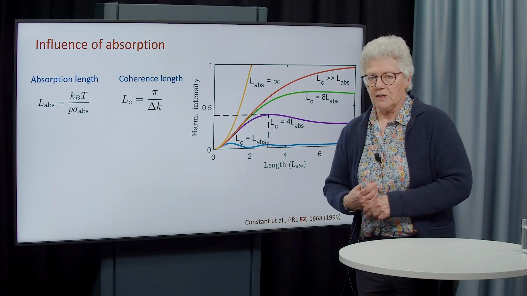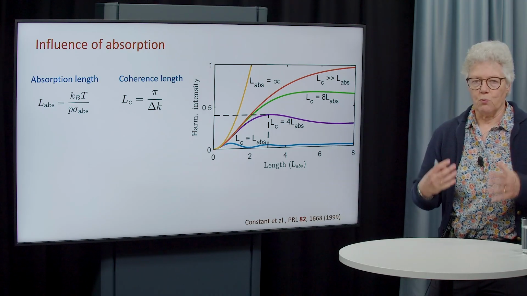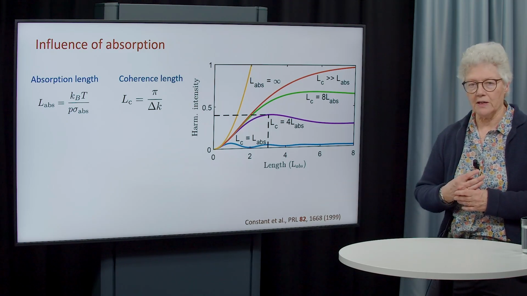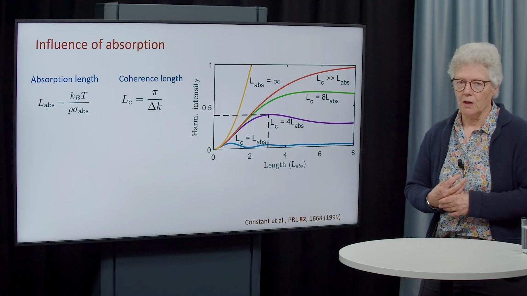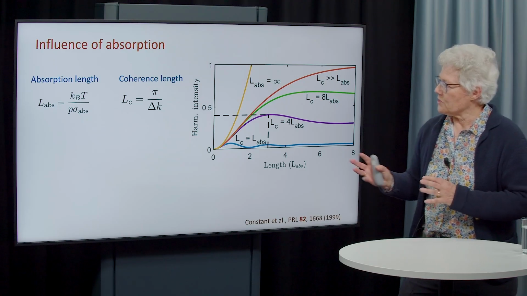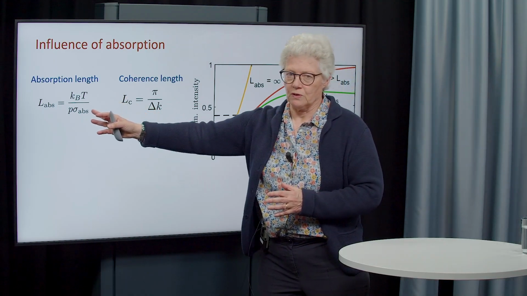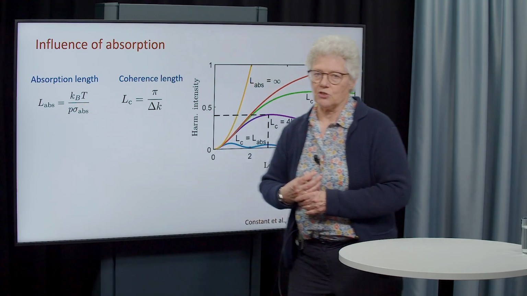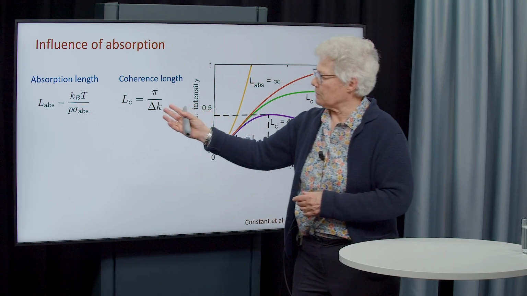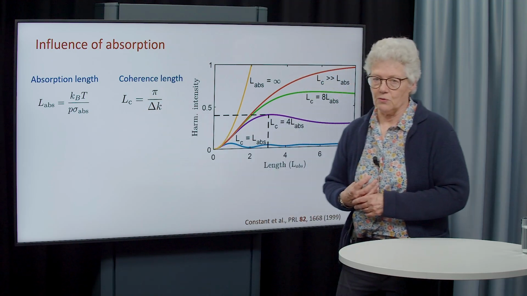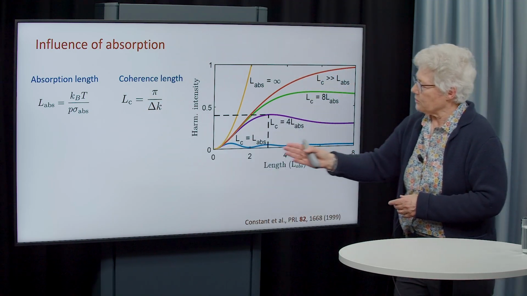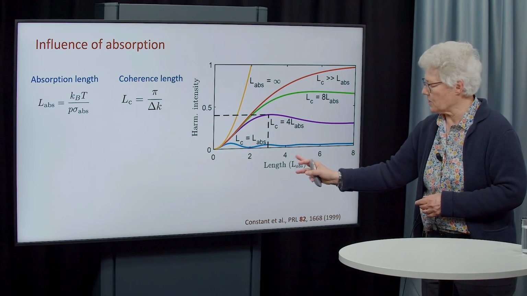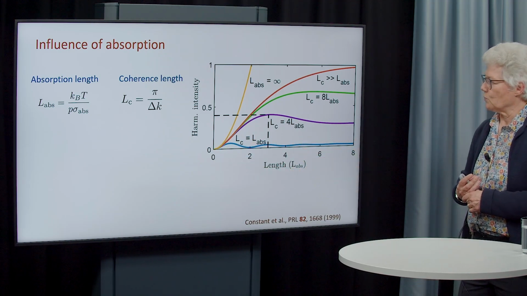Now, when discussing macroscopic aspects, it's very important to discuss the influence of absorption, which was actually pioneered by the work of Eric Constant many years ago. So let's introduce the absorption length, which is indicated here, which depends on the ionization cross-section, and the coherence length, which is pi divided by the phase mismatch. We can plot the harmonic intensity as a function of length expressed in units of the absorption length.